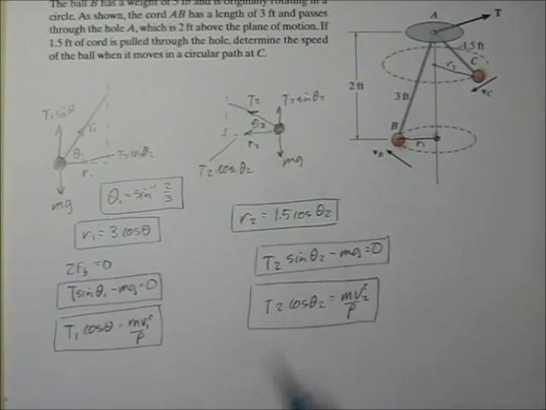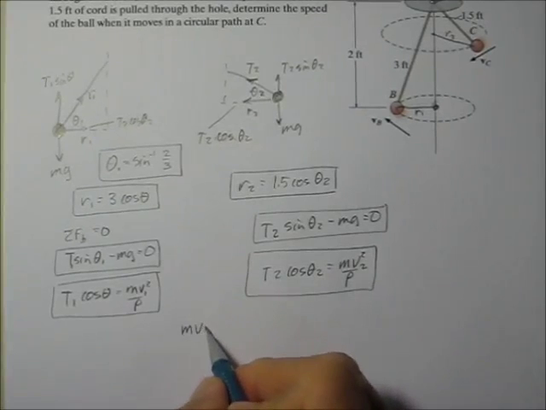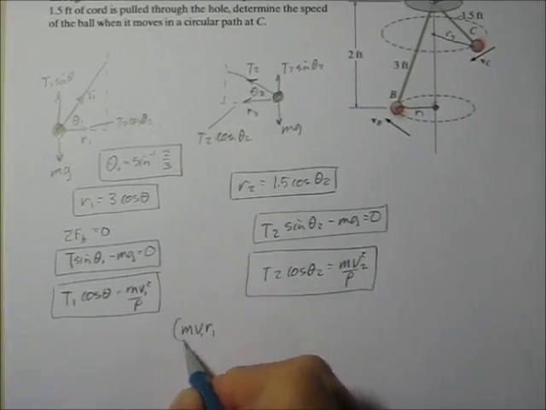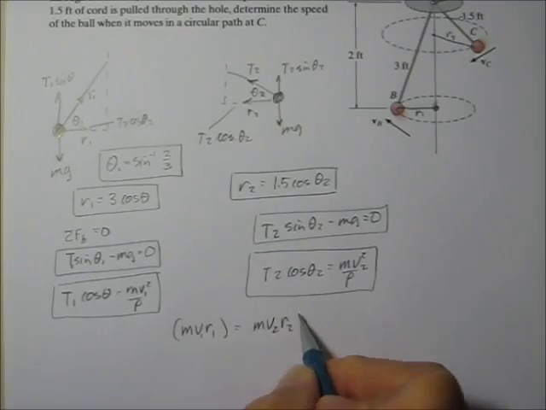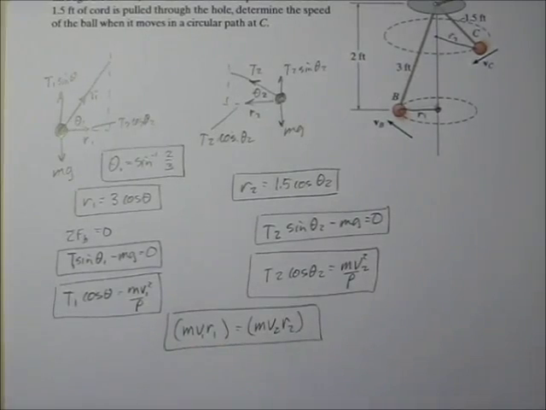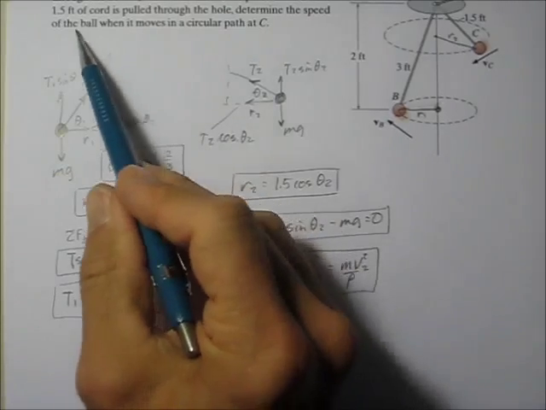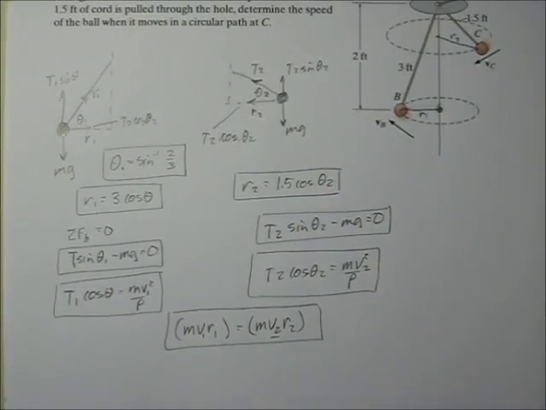But you'll find that working through this, you need one more equation, and that's going to be the conservation of momentum equation, and that's going to be m v1 r1 is going to be equal to m v2 r2. And that is the last equation you'll need to be able to solve for the speed. That's what we're looking for. V2 is what we're looking for. All right, I hope this helps you get set up for your homework and your understanding.